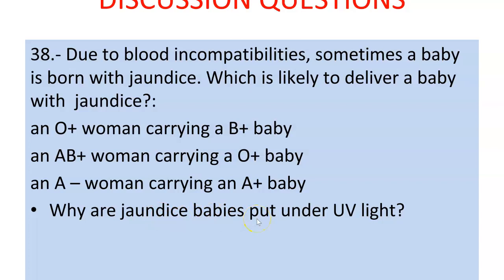Yellow babies, jaundiced babies, are put under UV light because UV light destroys bilirubin.